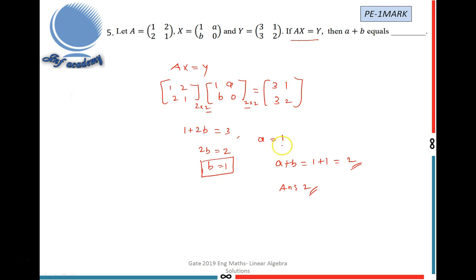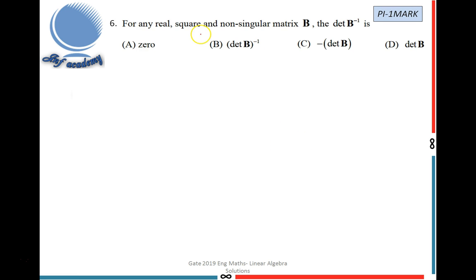Now let's move on to the sixth problem. For any real square and non-singular matrix B, then the determinant of B inverse is what? This question is from PA department and it has 1 mark. Here the given matrix is a non-singular matrix. That means determinant of B not equal to 0. So in this problem B inverse exists, because if determinant is not equal to 0, then only inverse exists.